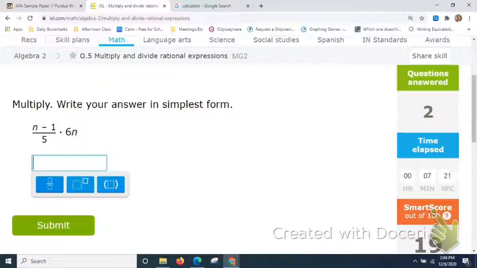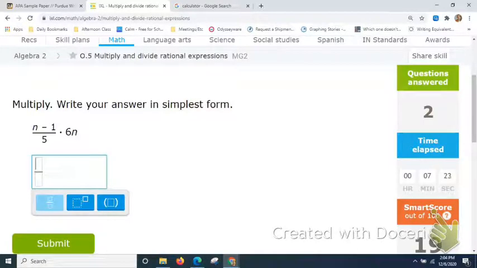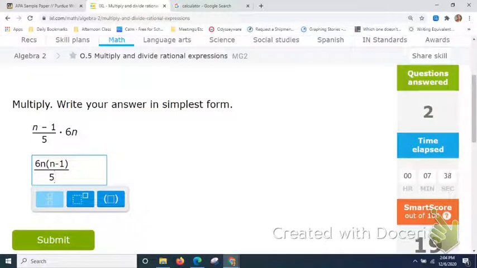So the 6n is going to be in the top with the n minus 1. Your choice. You can just slide that n minus 1 into some parentheses. I like to put what's not in parentheses in the front. And that 5 is in the bottom.